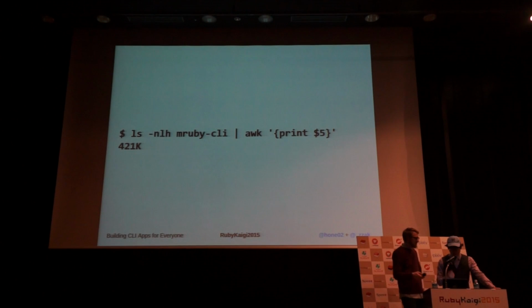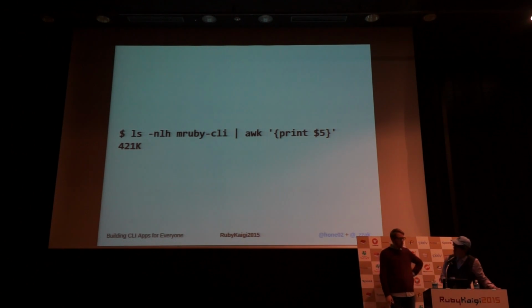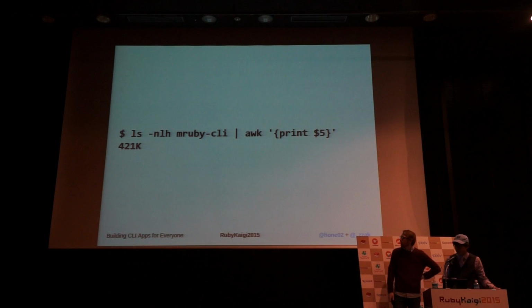And having a decent file size was also important. The JVM, for instance, is fairly large as a VM. So we wanted to make sure that the binary we're producing isn't super large. The OS X mruby-cli binary here is only 421K.